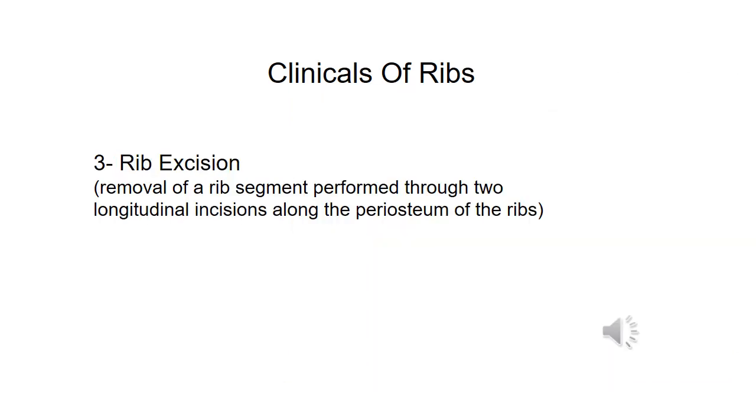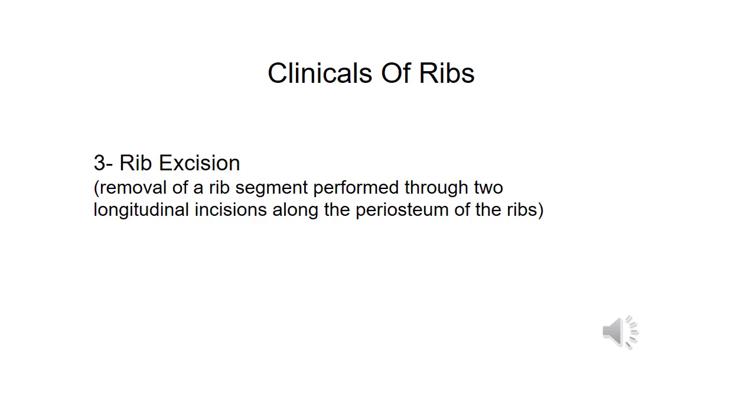Now, what is rib excision? Rib excision is commonly performed by thoracic surgeons to gain entrance into the thoracic cavity. A longitudinal incision is made through the periosteum on the outer surface of the rib, and a segment of the rib is removed. A second longitudinal incision is then made through the bed of the rib, which is the inner covering of the periosteum.